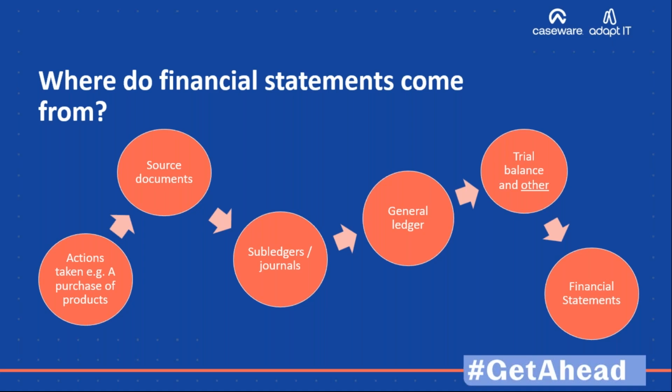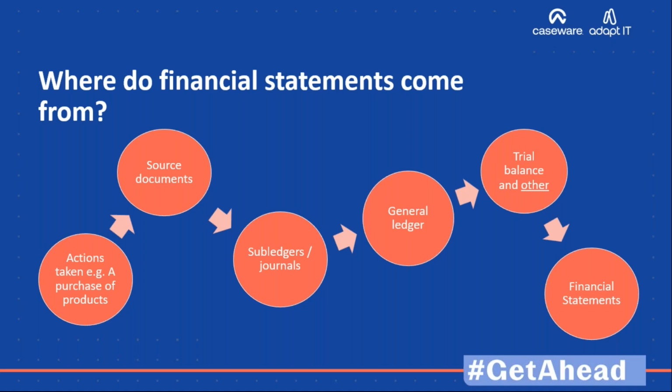Where do we get the financial statements? We've seen that earlier. It all comes from an action taken, a source document was received, the client has processed into the subledgers and journals, which then pulls into the GL or general ledger, which is then summarized in a trial balance, which then pulls to the financial statement. We've also seen that the financial statement information can pull from other sources than your trial balance. We've seen all of that this morning.